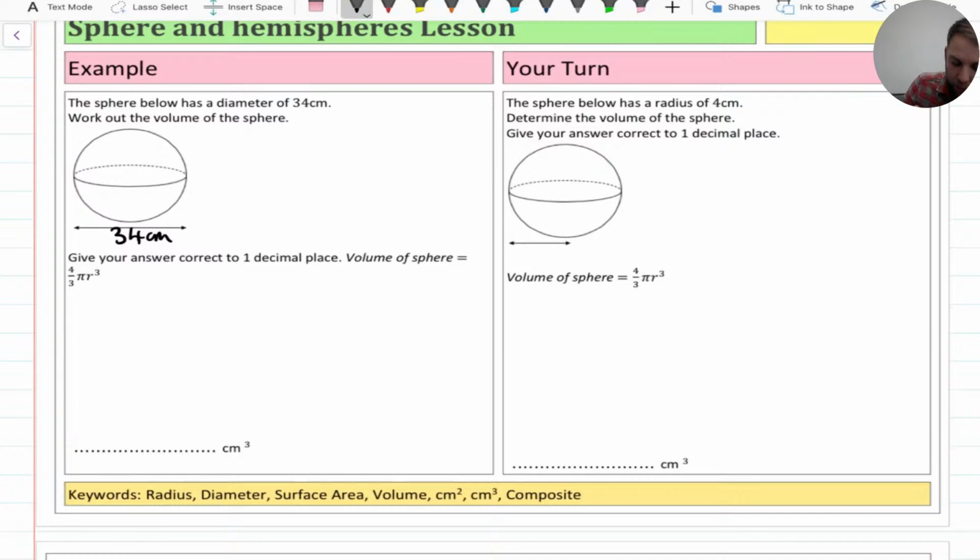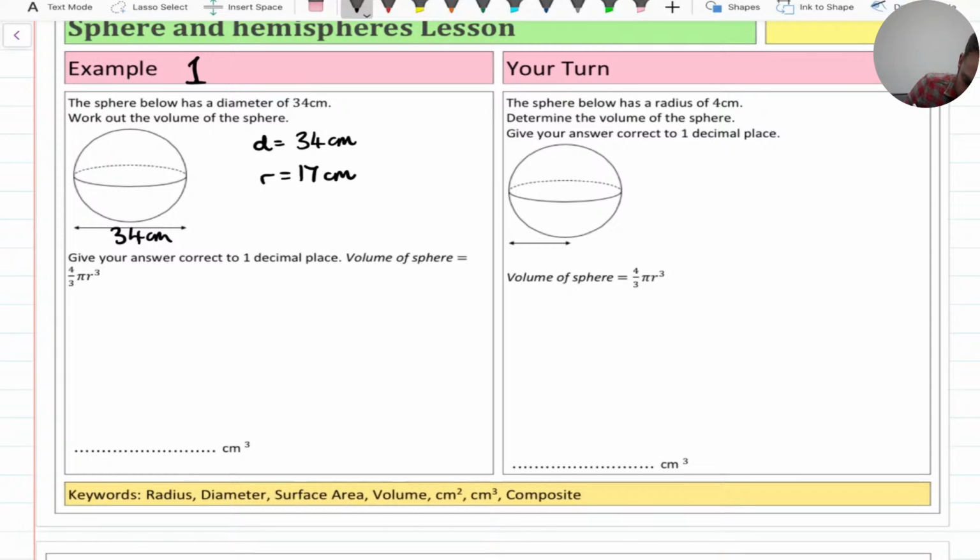The first thing I'm going to do is write down that the diameter is equal to 34 centimeters, which means that my radius is going to be half of that, which is equal to 17 centimeters. Nice and straightforward for this first one. It is example 1.